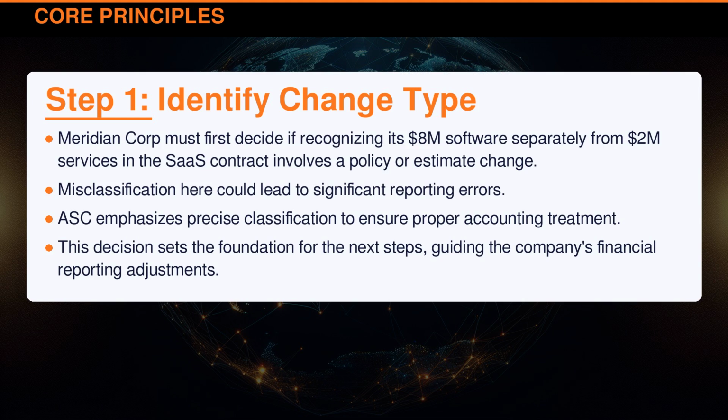Meridian Corporation must first decide if recognizing its $8 million software separately from $2 million services in the SaaS contract involves a policy or estimate change. Misclassification here could lead to significant reporting errors. ASC emphasizes precise classification to ensure proper accounting treatment. This decision sets the foundation for the next steps, guiding the company's financial reporting adjustments.